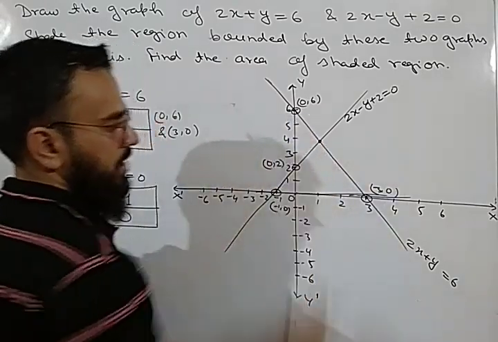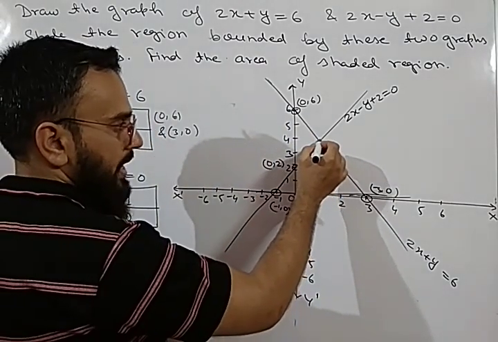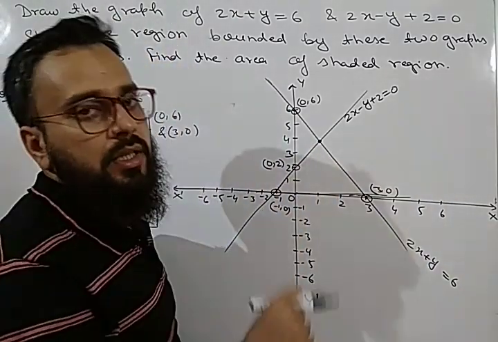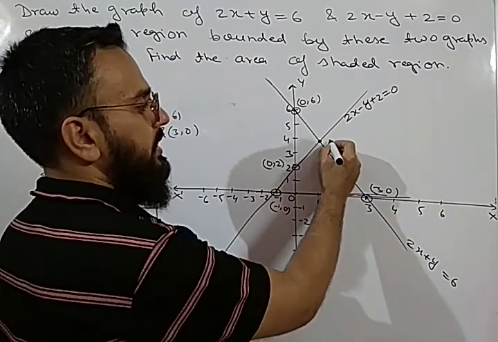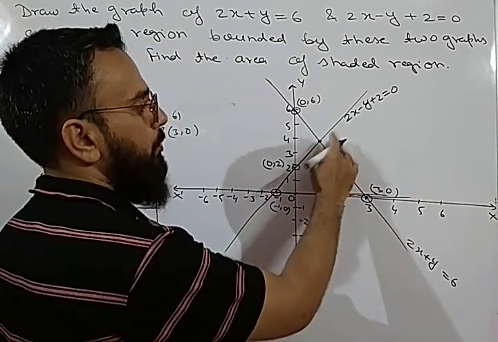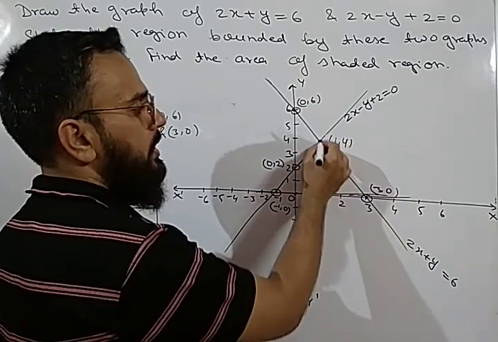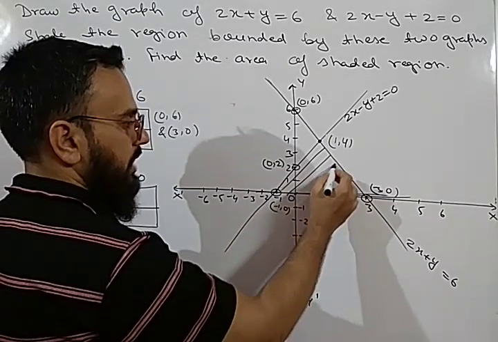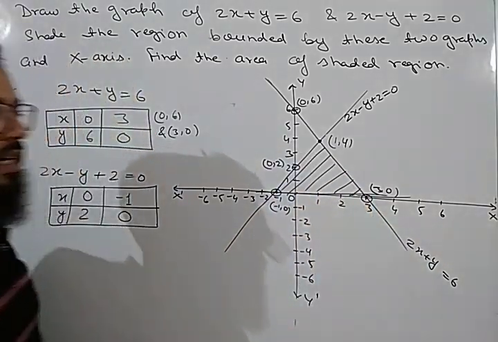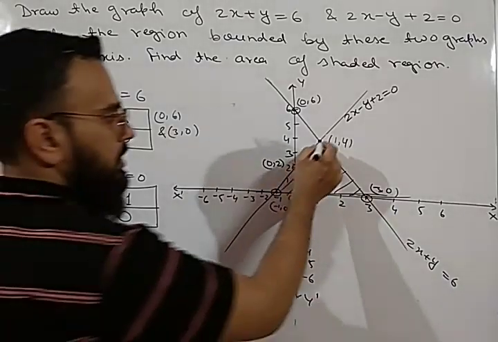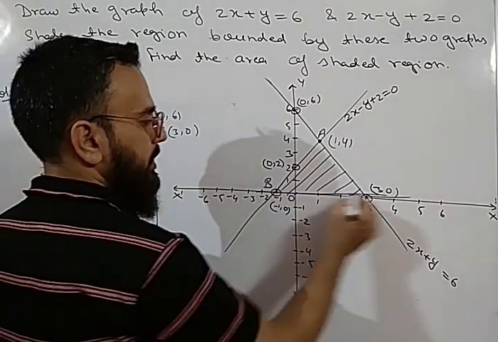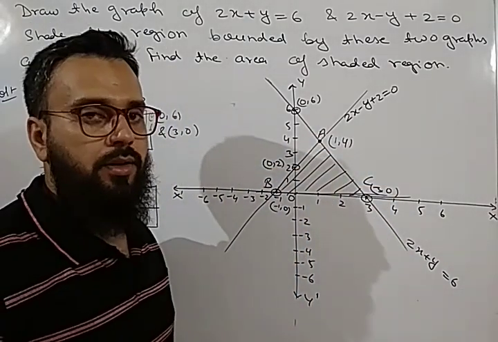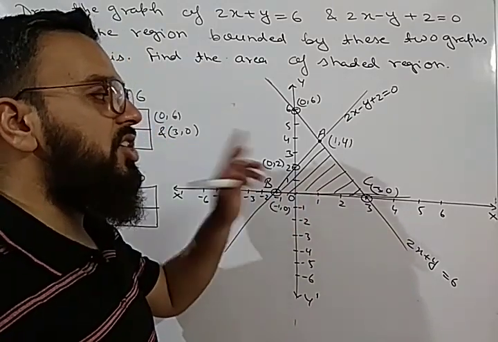This is forming a triangle. So you can find this point of intersection also. When you plot this graph on the graph paper, then you will get the exact value of this point. I think it should be 1, 4. This point will be 1, 4, the point of intersection. And when we shade this region, this will be the shaded region like this. You will shade it on your graph paper. So we can consider this point as point A, this is point B, and this is point C, forming a triangle ABC. Okay, now we have to find the area of this shaded region.